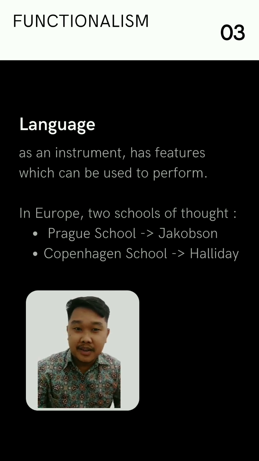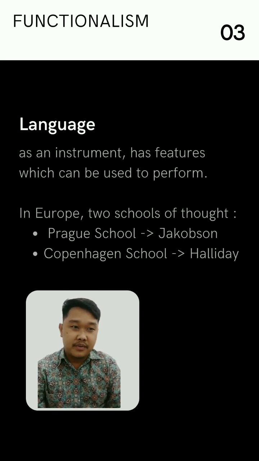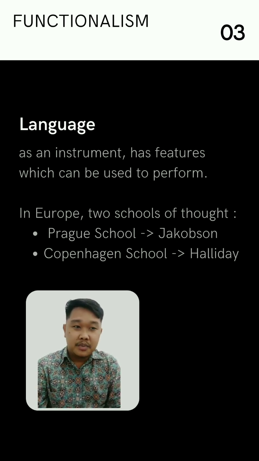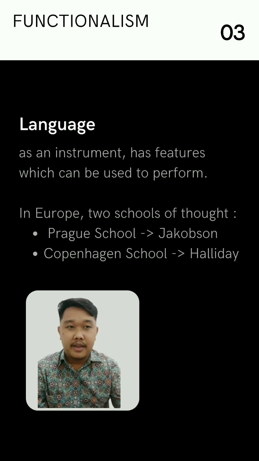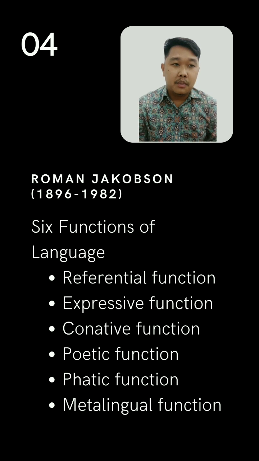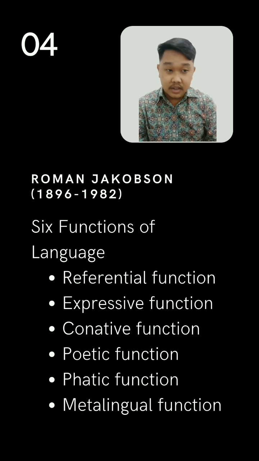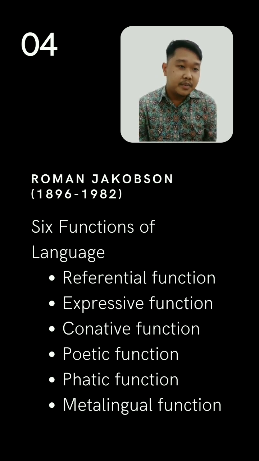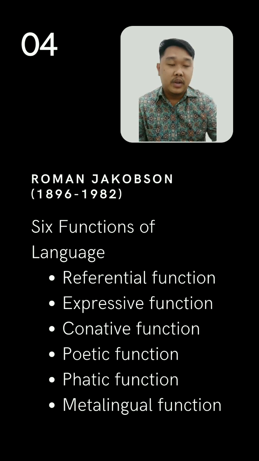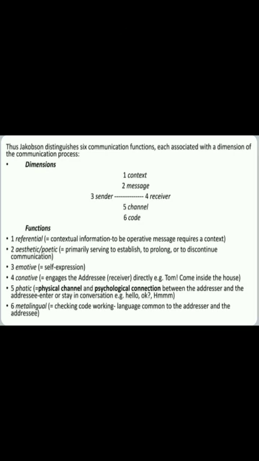Language as an instrument has features which can be used to perform functions. In Europe, there are two schools of thought: the Prague School, which is Jakobson's, and the Copenhagen School from Halliday. This point is about Roman Jakobson, 1896 to 1982. There are 6 functions of language. The first is referential function, the second is expressive function, the third cognitive function, the fourth poetic function, the fifth is empathic function, and the last is metalingual function. At this point, Jakobson discusses 6 communication functions, each associated with a dimension of the communication process.